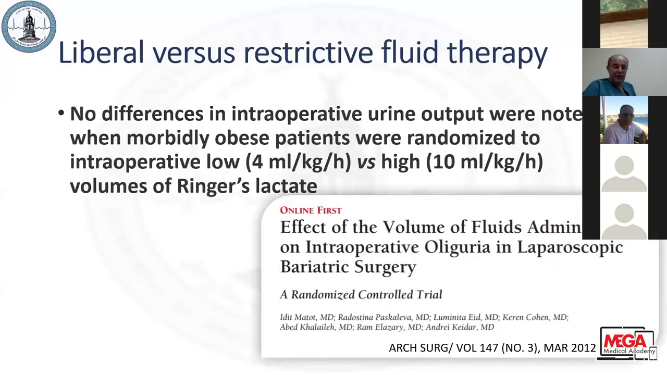To avoid rhabdomyolysis by fluid therapy, liberal fluid therapy is indicated in such patients. But in a study of the effect of volume of fluids administered on intraoperative oliguria in laparoscopic bariatric surgery in 2012, there was no difference in the intraoperative urine output noted when morbidly obese patients were randomized to receive either 4 milliliters per kg per hour or 10 milliliters per kg per hour volumes of Ringer's lactate.